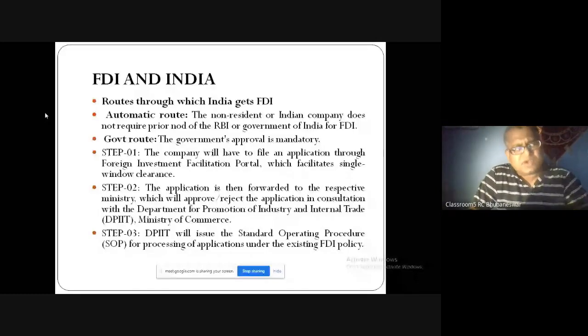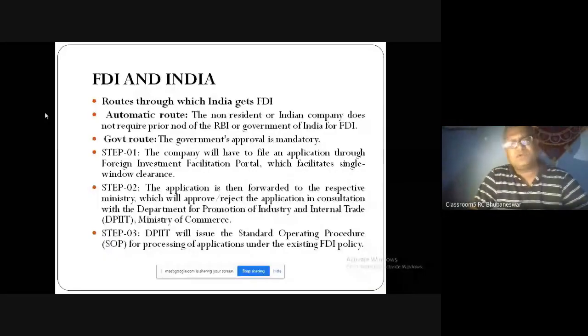If you take the example of banks, several banks are there. These are also in the automatic route. They start their operation like Citibank, like the RBL. These are some other foreign banks through which they start their business. And in the government route, the government's approval is necessary. In an automatic route, there is no need for approval from the RBI, the government of India or any state governments.